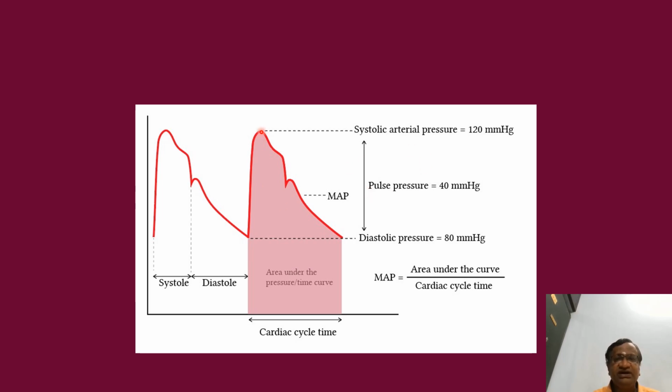So now you see the systolic arterial pressure, this is the mean arterial pressure, and this is the diastolic pressure. Pulse pressure is 40, with 120 and 80. Now the area under the curve divided by the cardiac cycle time, this is how a machine calculates the MAP. The cardiac cycle time is 1 second, 1.2 seconds, something like that. So that is how it calculates the MAP.